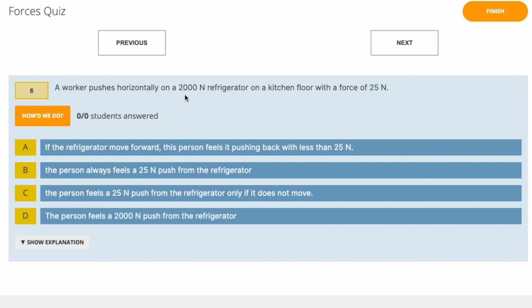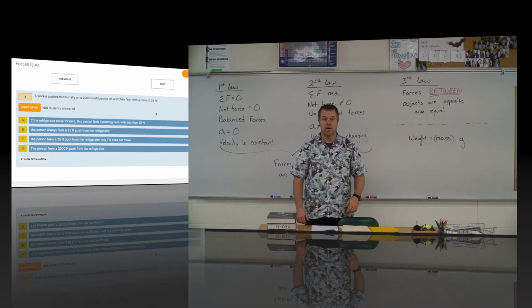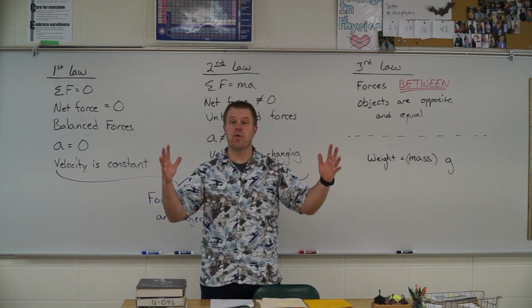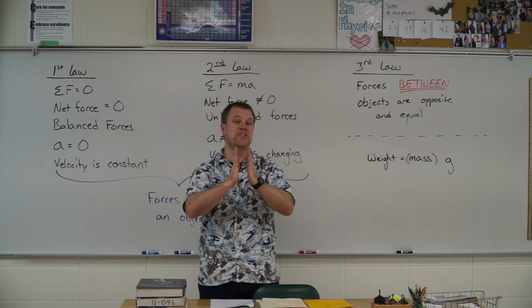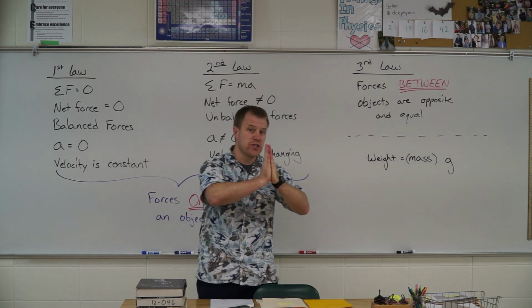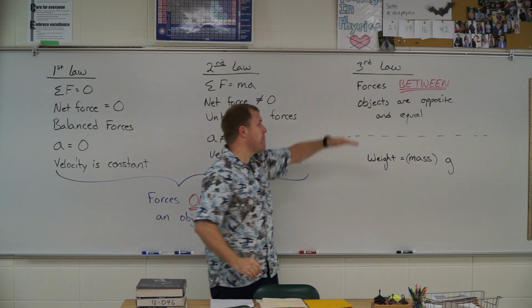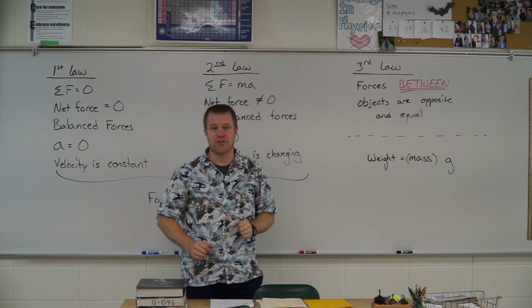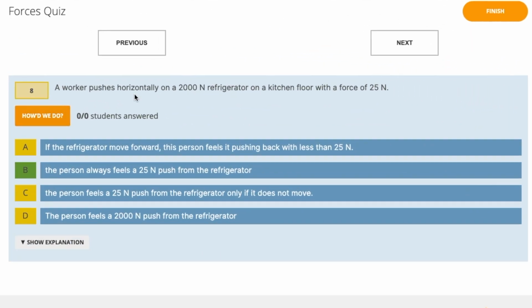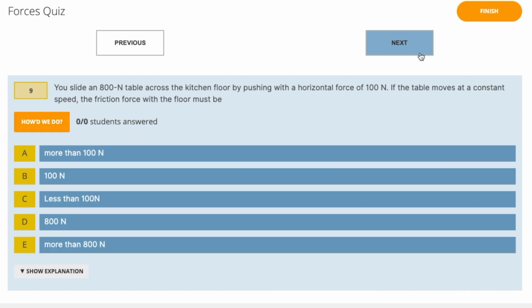A worker pushes horizontally on a 2,000 Newton refrigerator on a kitchen floor with a force of 25 newtons. So we have a fridge, we have a person, we have 2 objects, and we're talking about the force between them. So the person pushes with 25, the fridge has got to push back with 25. Newton's third law. B is the correct answer.